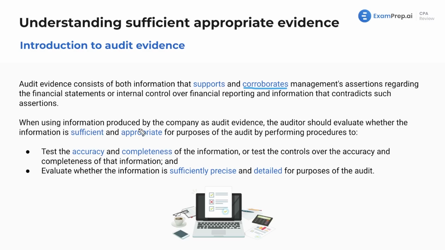When using information produced by the company as audit evidence, which first off, is probably not the best source of audit evidence. The best source of audit evidence is from a third party where the client cannot edit it or do anything to modify it. The auditor should evaluate whether the information is sufficient and appropriate. Is it enough? And is it appropriate, meaning are you using something generated by management to verify something that management said? That would not be appropriate. Is it sufficient and appropriate for the purposes of the audit by performing procedures to, well, first off, test the accuracy and completeness of the information?